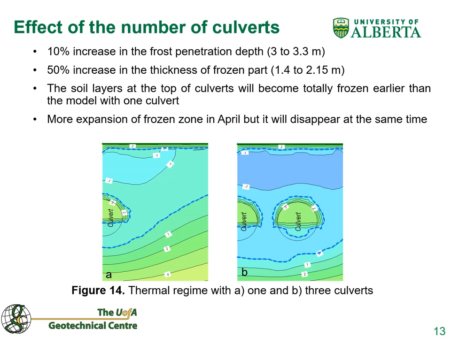By increasing the number of culverts, we saw a 10% increase in the frost penetration and a 50% increase in the thickness of the frozen part. In addition, in the model with 3 culverts, the soil layers at the top of the culverts became totally frozen earlier than the model with 1 culvert. Although there was more expansion of the frozen zone in this area in this model, due to the warming effect of the culverts, it disappeared at the same time as the model with 1 culvert.